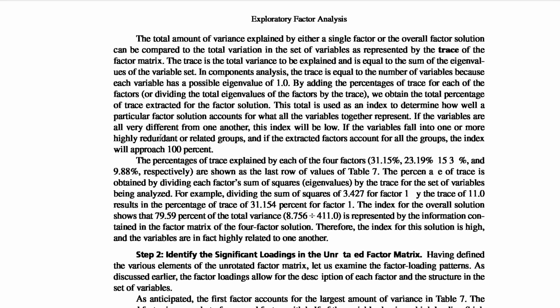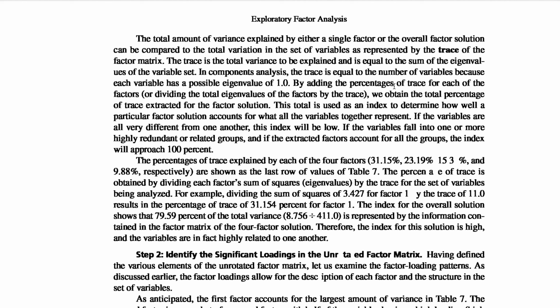The total amount of variance explained by either a single factor or the overall solution can be compared to the total variation of the set of variables, and represents the trace of the correlation matrix. The trace is the total variance to be explained and is equal to the sum of the eigenvalues of the variable set. In component analysis, the trace is equal to the number of variables, because each variable possesses an eigenvalue of 1.0. By adding the percentage of trace for each factor, that is, dividing the total eigenvalue of the factors by the trace, we obtain the total percentage of trace extracted for the factor solution.